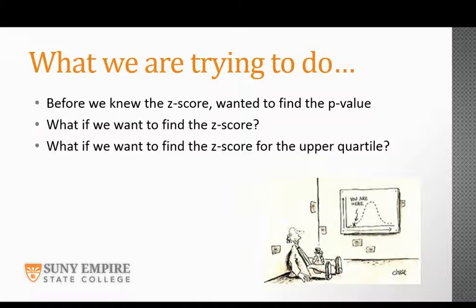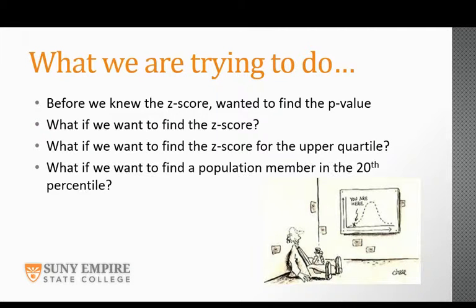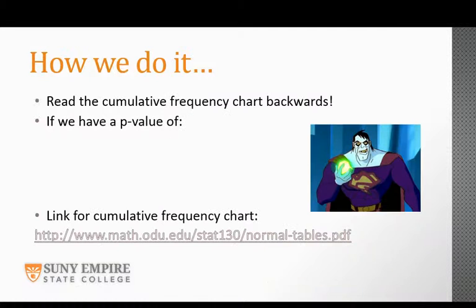For example, what z-score corresponds to the upper quartile, which is greater than 75% of all scores? Or what if we want to find out what value for a population member represents the 20th percentile? How can we answer these questions? To find the elusive z-score, we read the cumulative frequency table backwards.